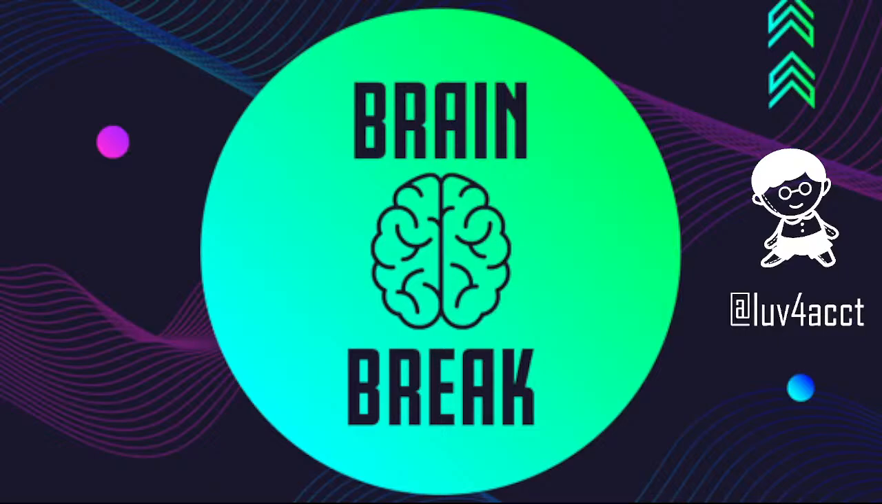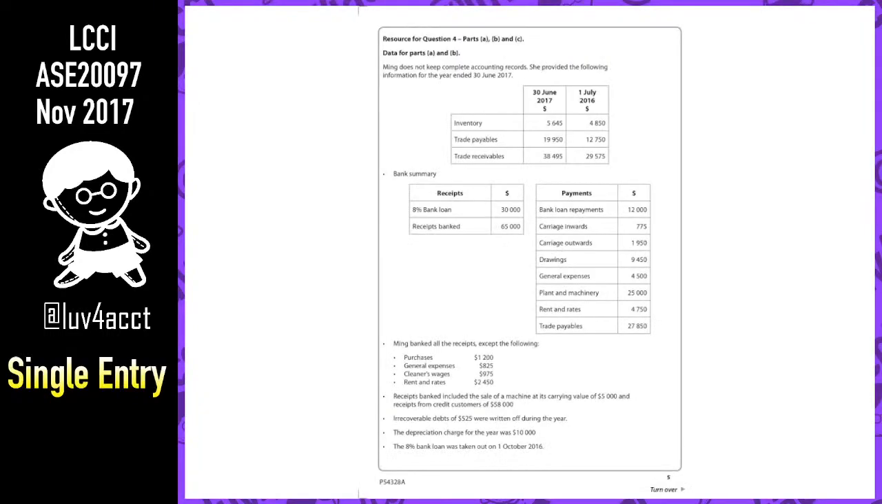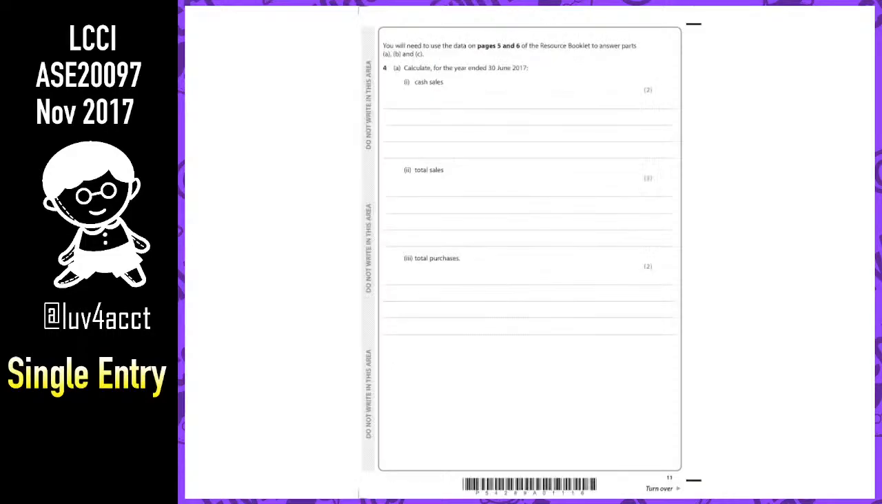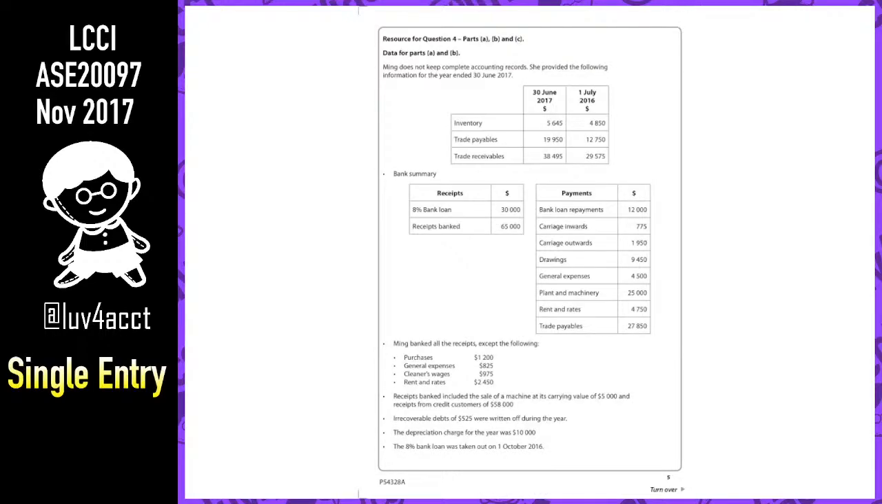Okay, let us continue. This is for single entry. Okay, so we need to calculate cash sales, total purchases, and then a statement of profit or loss, and then some other evaluation questions. Let's see what is given to us.